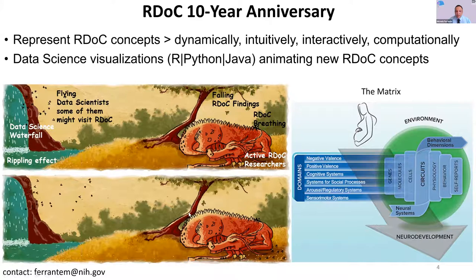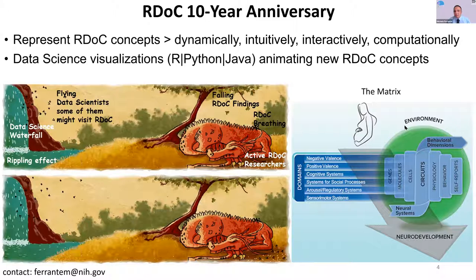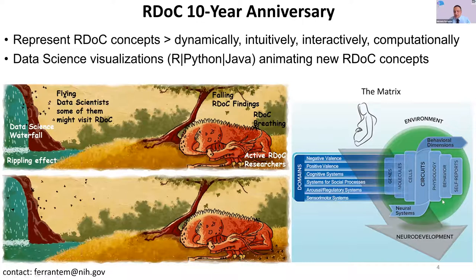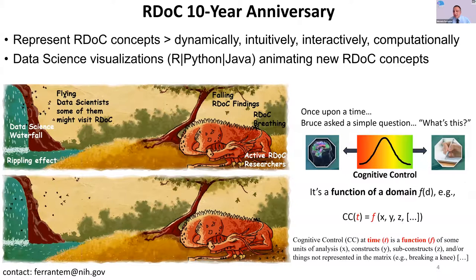In order to do this, a couple of things would be necessary. One is to change the current framework for our RDoC. If you're familiar with it, it's pretty much the format of an Excel spreadsheet, where on the left side there are all the domains of function, and on the top there are units of analysis. These also encompass gene, molecule, circuits, and also concepts such as neurodevelopment and environment. In order for us to make this change, we require two concepts: basically, the addition of time and the addition of function, that will be able to connect things in the matrix.